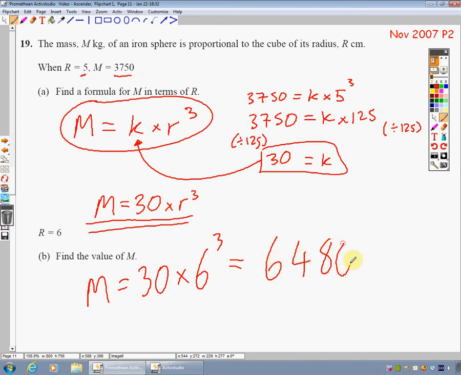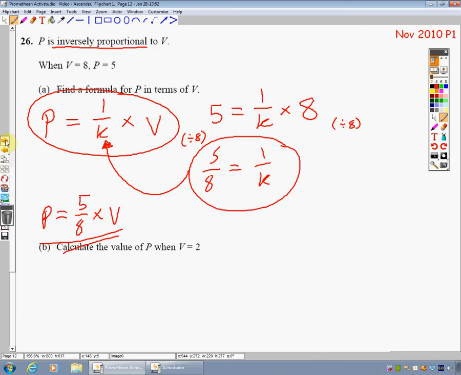Put it back over here, we're going to have an equally easy sort of finishing to do here. Calculate P when V is 2. Well, P equals 5/8 of 2. So 2 times 5/8 in my calculator is going to give me 1.25, and there aren't any units in the question. I can't see any units, so that's just my answer, 1.25.